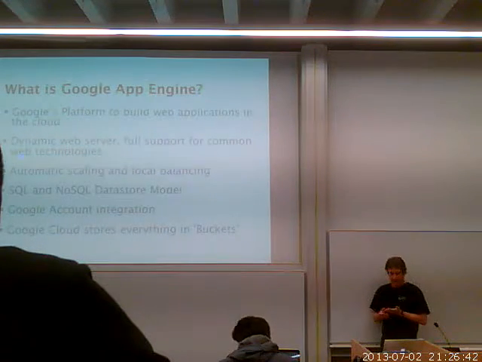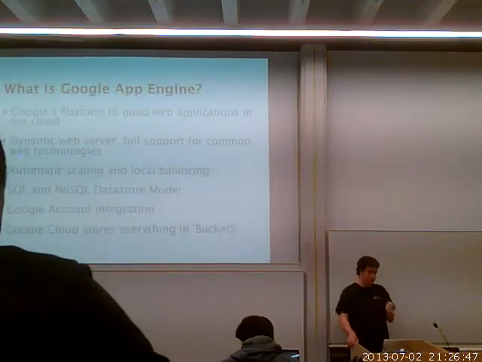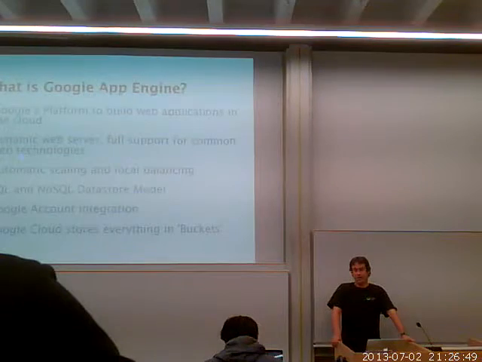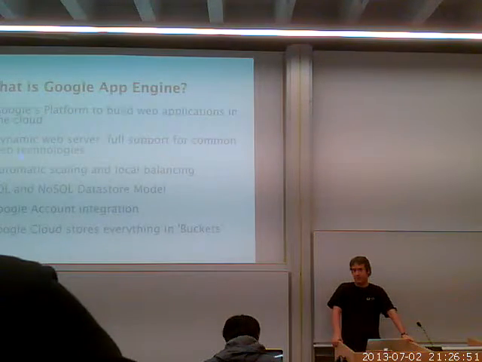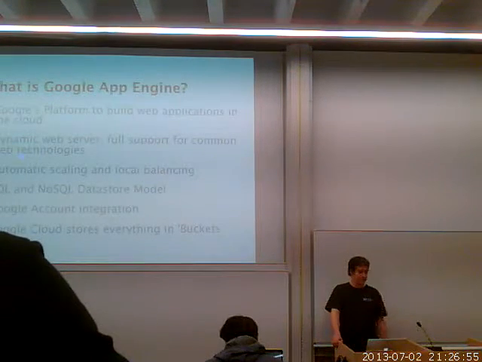So, what is Google App Engine? Basically, it's a cloud platform to make it easy to build web applications, and then have those web applications actually provisioned in the cloud so they can be accessed from the outside world.